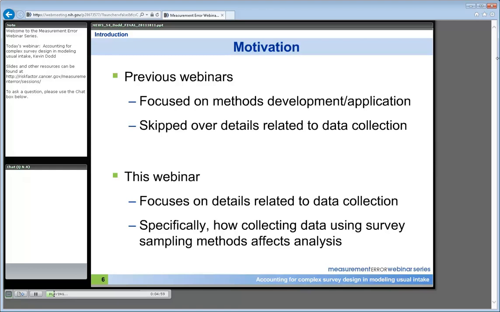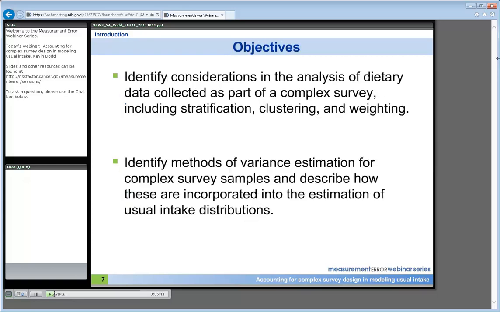Now, today's webinar, I'm going to focus on details related specifically to data collection and also the details on how collecting data using the survey sampling methods I'll be talking about here affects the analysis you can do with these modeling approaches.